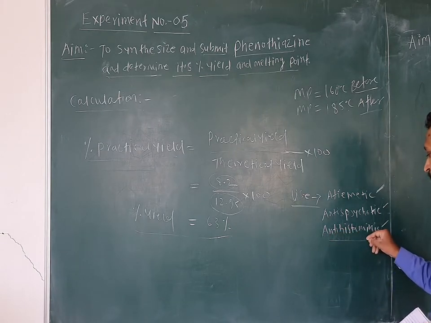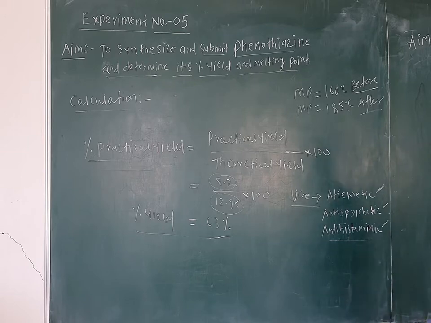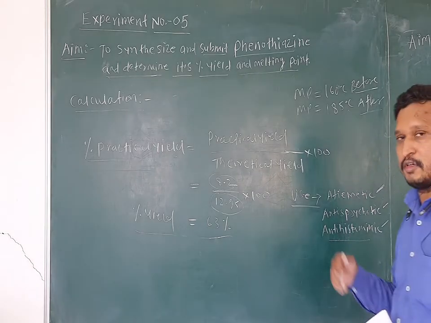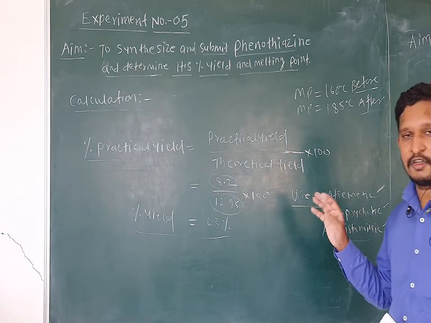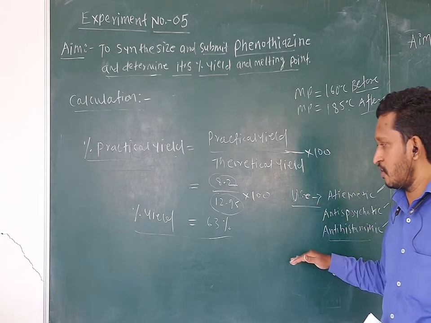So this is about the uses as well as the calculation part, and this is about experiment number 5, that is to synthesize and submit phenothiazine. This is the completion of this experiment.